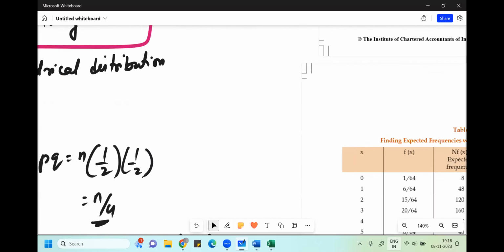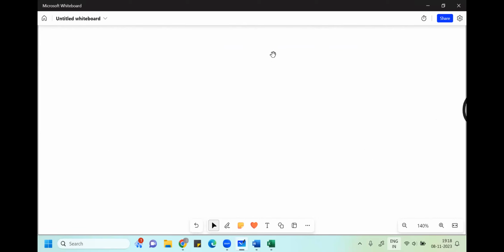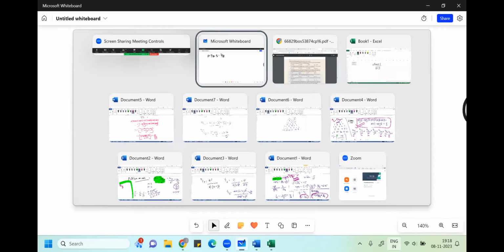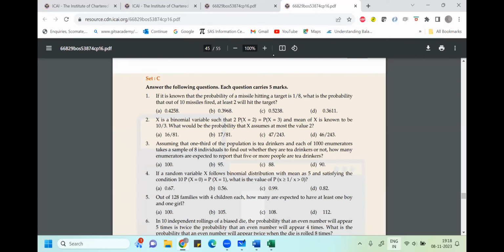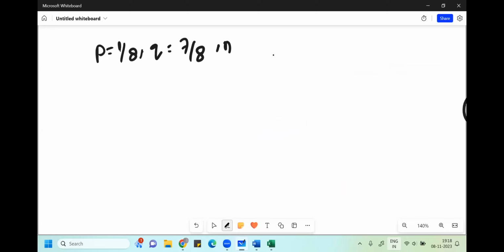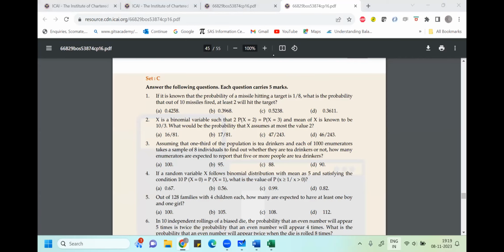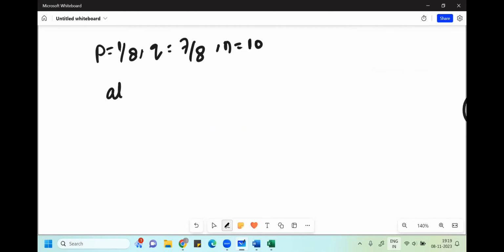So for this scenario, your P is 1 by 8, so your Q is 7 by 8. And what else is given? What is the probability that out of 10 missiles fired, your N is 10, at least 2 hit the target?